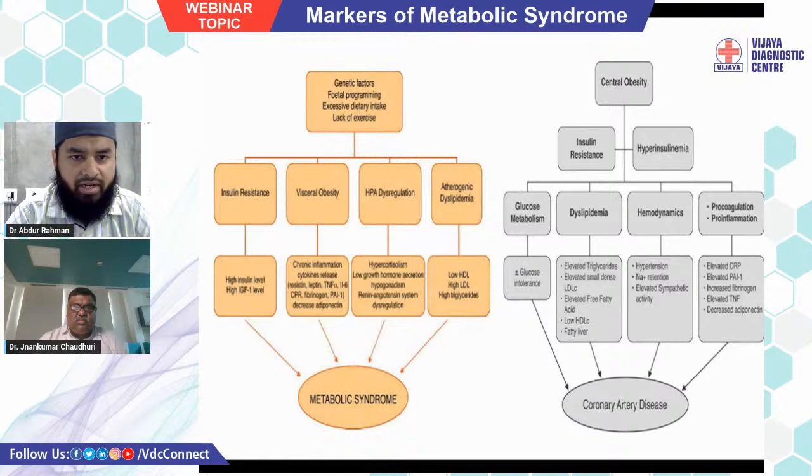Then the fat cells will release cytokines like TNF alpha, IL-6, and CRP. These will also help the activity of inflammation inside the vessels and all over the body, causing cardiovascular risk factors and stroke. And then ultimately, we already discussed insulin resistance. This high level of insulin is there without any effect, and it will cause hyperglycemia and diabetes.